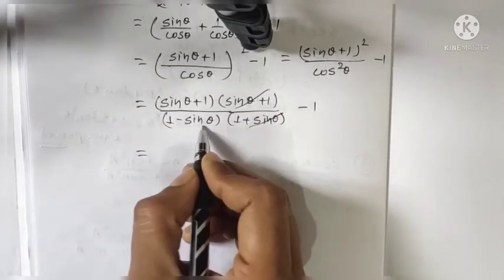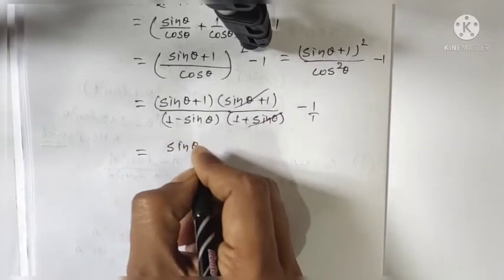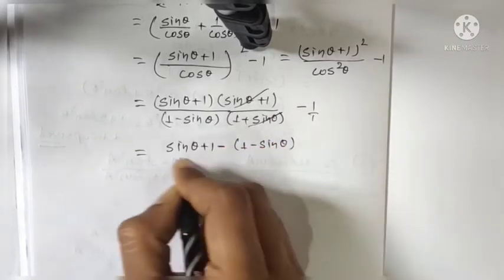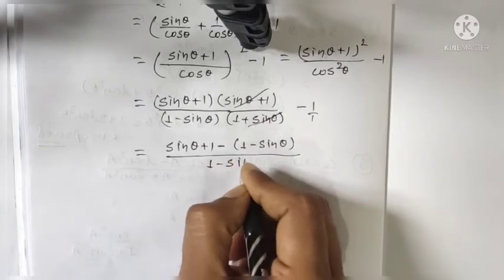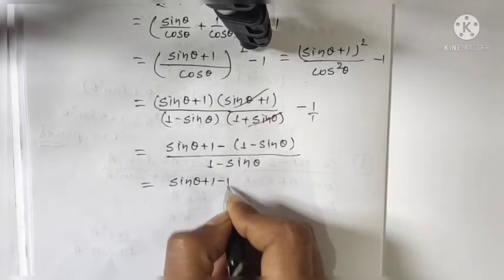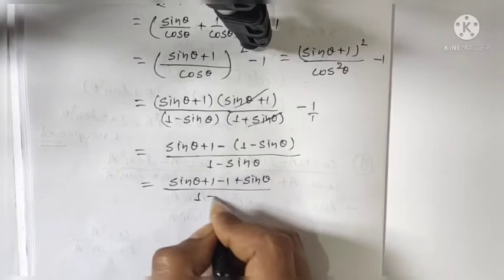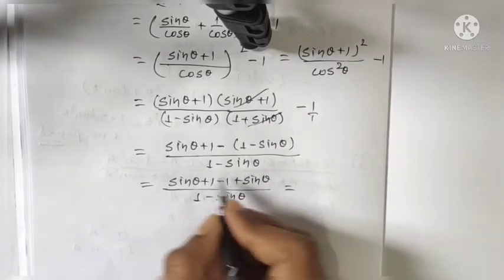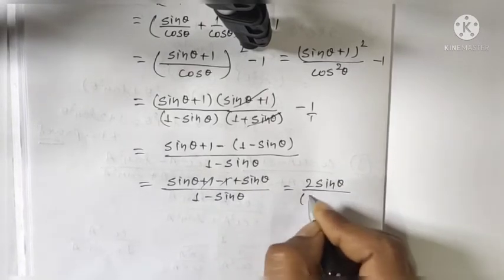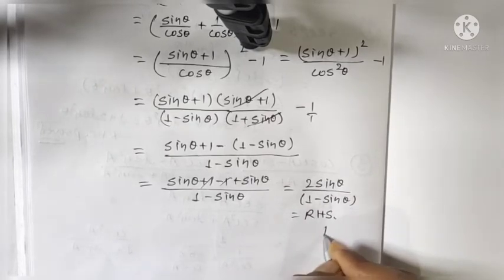Now take LCM of 1 minus sin theta, then it will be (sin theta plus 1 minus (1 minus sin theta)) by (1 minus sin theta), which is equal to (sin theta plus 1 minus 1 plus sin theta) by (1 minus sin theta), since minus into minus is plus. The 1 cancels, sin theta plus sin theta becomes 2 sin theta by 1 minus sin theta. This is our RHS. Hence proved.